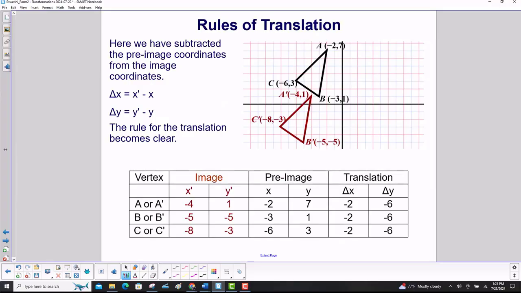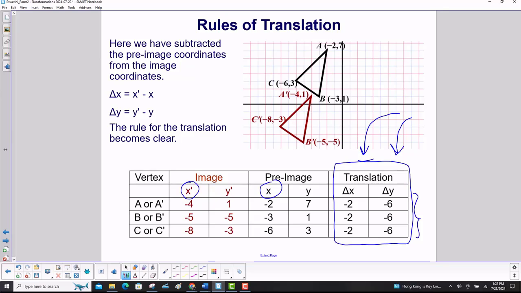Here we have subtracted the pre-image coordinates from the image coordinates. And here's our translation here. Delta x and delta y, where delta x is going to equal x prime minus x. Delta y is y prime minus y, and hopefully the rules for the translation become clear here. Because look what we have over here. Each row is the same. Delta x is always minus 2, and delta y is always minus 6.